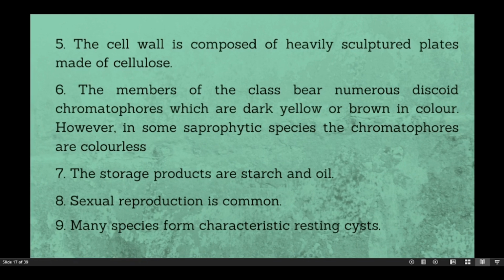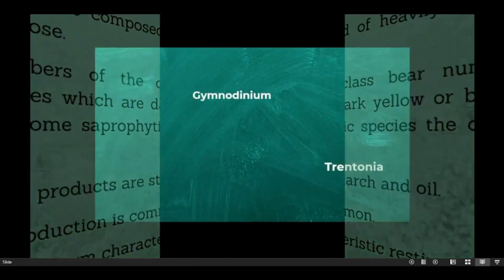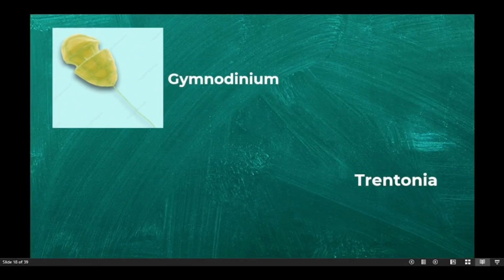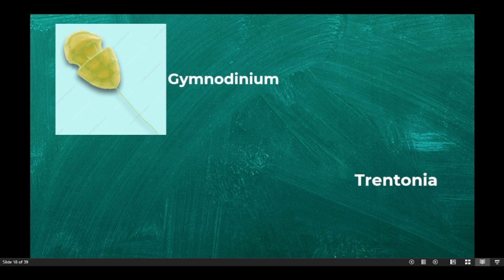The cell wall is composed of heavily sculptured plates made of cellulose. The members of the class bear numerous discoid chromatophores, which are dark yellow or brown in color. However, in some saprophytic species, the chromatophores are colorless. The storage products are starch and oil. Sexual reproduction is common. Many species form characteristic resting cysts. These are examples of dinophytes, Gymnodinium and Trentonia.